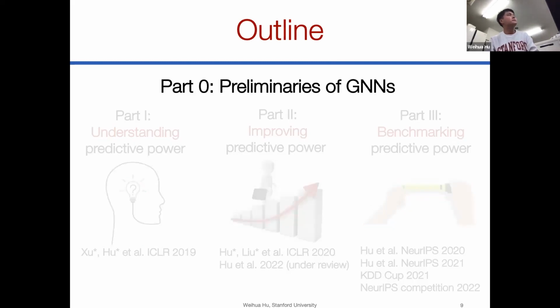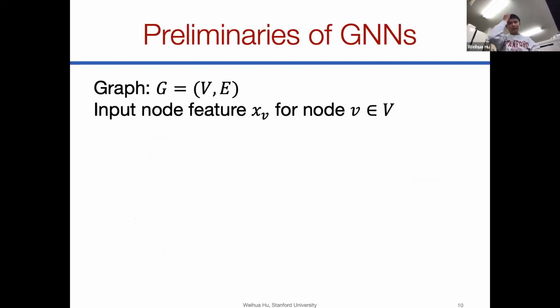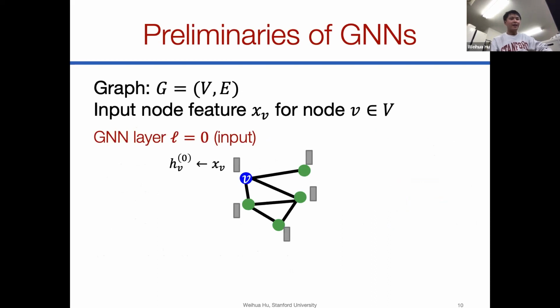But before that, let me first talk about the preliminaries of GNNs to make sure that everyone is on the same page. So for the preliminaries, formally we're given this graph G with a set of vertices V and a set of edges E connecting these vertices. And each node has some input feature X of V. As an input layer, we're given this input feature associated with each node.